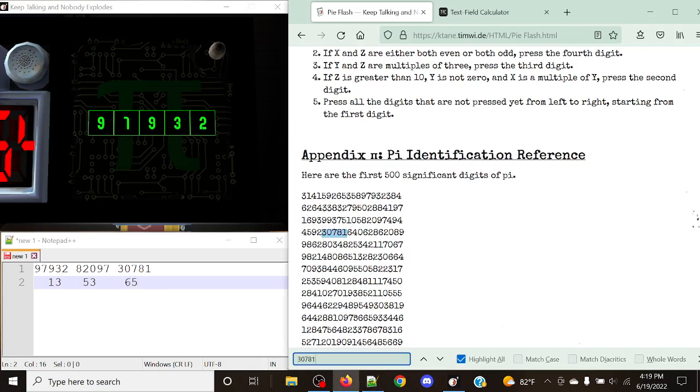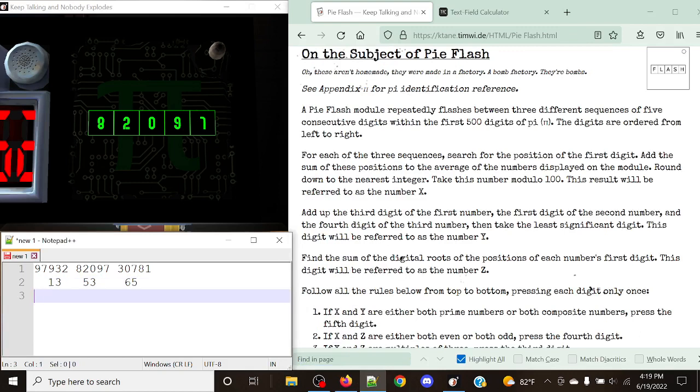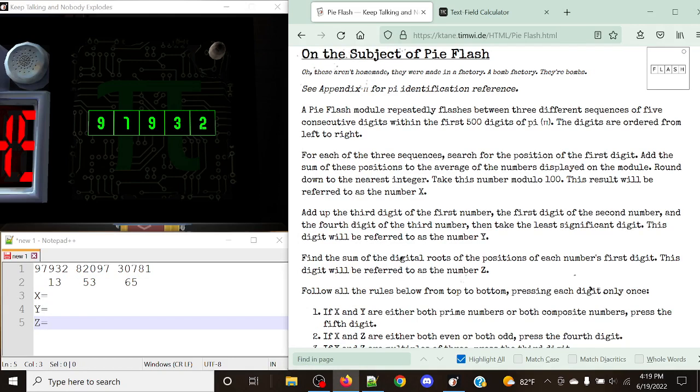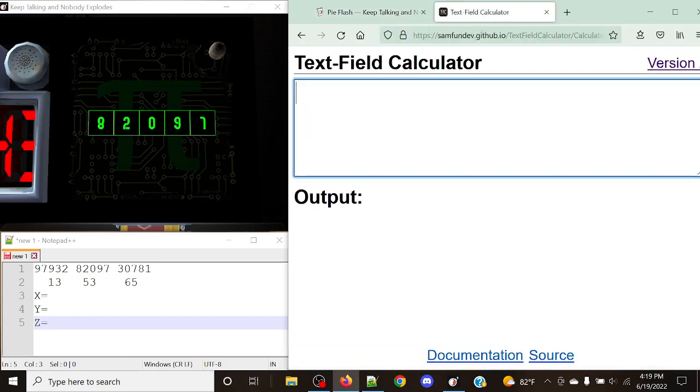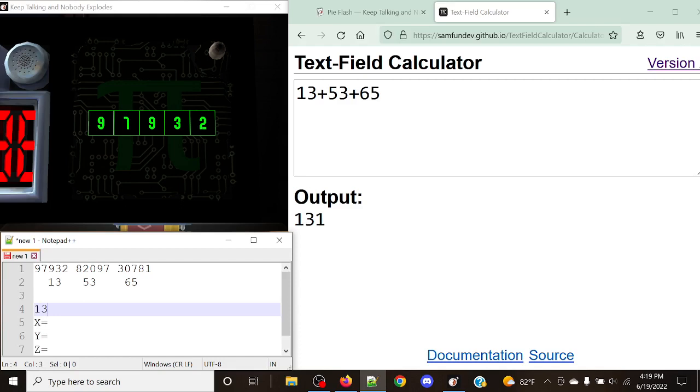Okay. Now let's figure out our variables here. So we've got X-ray equals, Yankee equals, and Zulu equals. And now let's take a look here. So we're going to add the sum of these positions. So in this case, we're going to add the 13 plus the 53 plus the 65 is going to be 131. Put this to the side for right now.